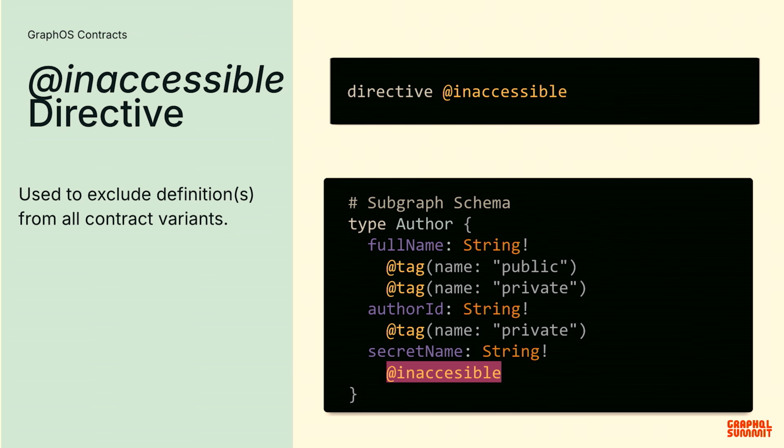Another contract-driven directive is @inaccessible. And as the name kind of says, it's used to explicitly exclude definitions from all contract variants. So it wouldn't show up anywhere. And in this example here, there's a new field called secret name, and it's tagged with @inaccessible. Just like the tag directive, it's applicable to the same set of locations that you can apply it to. But it's not repeatable because it kind of does the same thing.